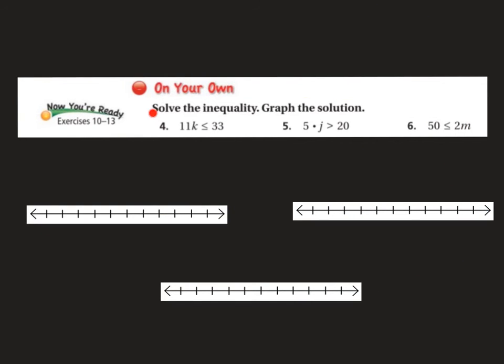All right, so here's some on your owns. Go ahead, you want to solve for each of these variables, k, j, and m. Go ahead and graph them. Pause the video here, and then when you're ready, come back and check your answers. I'm going to go over them real quickly this time.